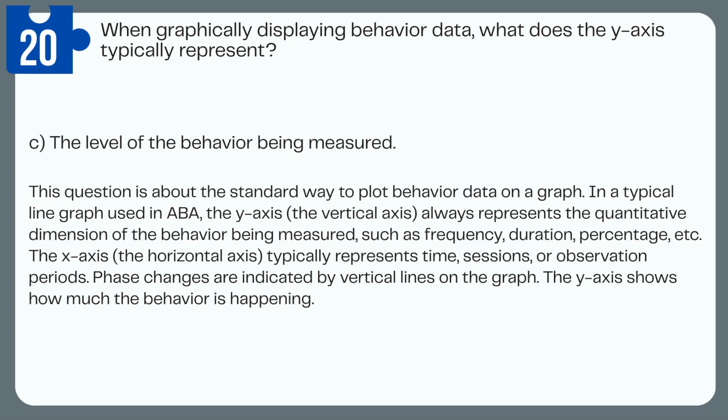Answer. C. The level of the behavior being measured. This question is about the standard way to plot behavior data on a graph. In a typical line graph used in ABA, the y-axis, the vertical axis, always represents the quantitative dimension of the behavior being measured, such as frequency, duration, percentage, etc. The x-axis, the horizontal axis, typically represents time, sessions, or observation periods. Phase changes are indicated by vertical lines on the graph. The y-axis shows how much the behavior is happening.